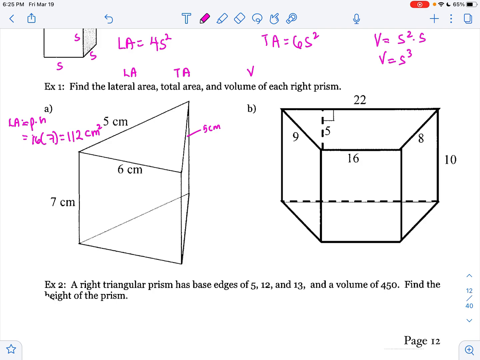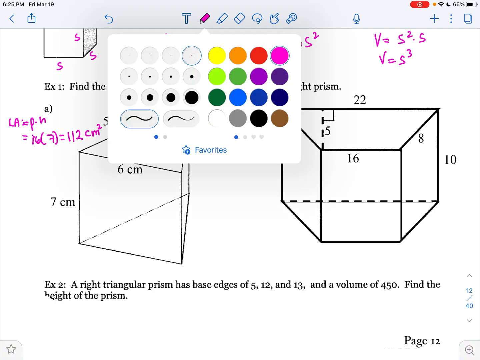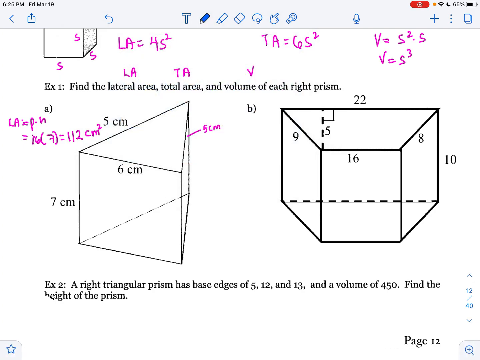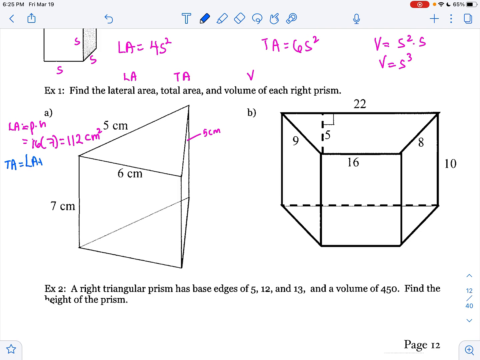Now the next calculation is asking us to find total area. I'm going to switch colors just so that we have a clear idea that we're into a different calculation. So total area would include the lateral area plus 2 times the base. So in this case, the lateral area that we calculated from above is 112. So I'm going to carry down 112, and then I'm going to add 2 times the area of the base. Now let's go ahead and do the area of the base calculation here.